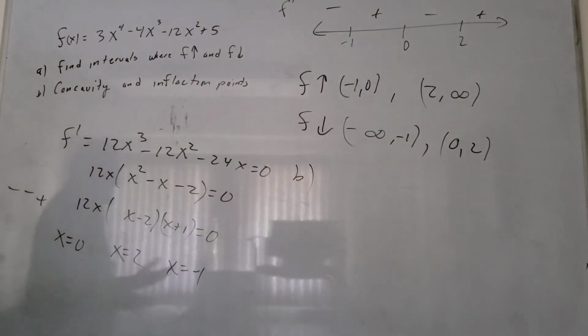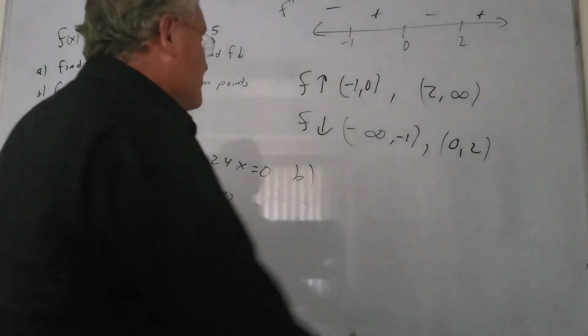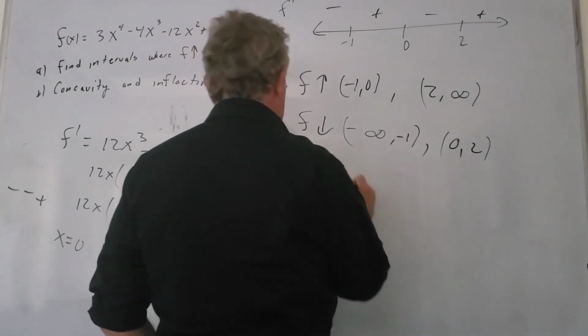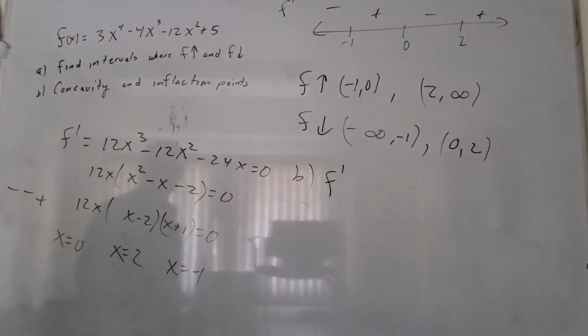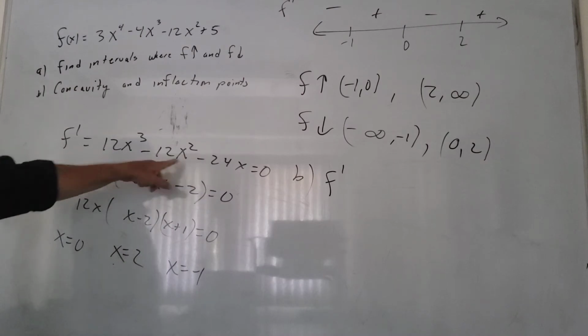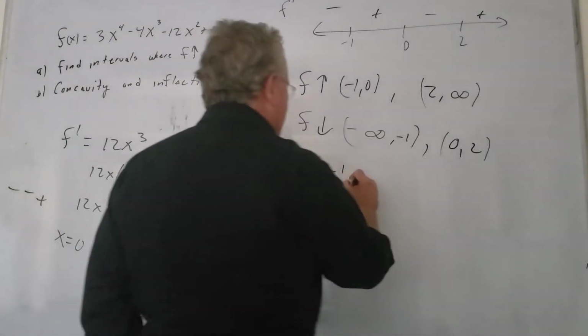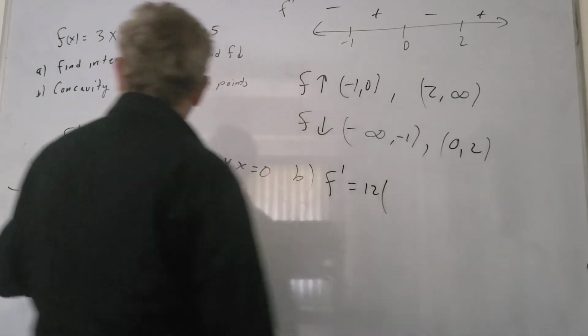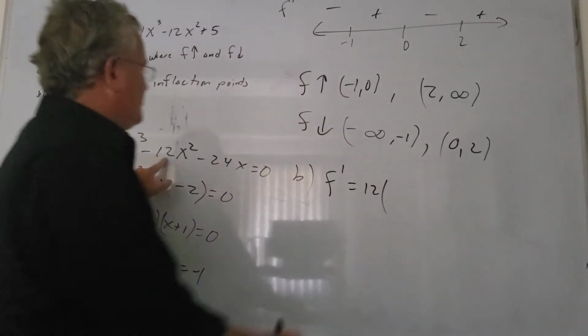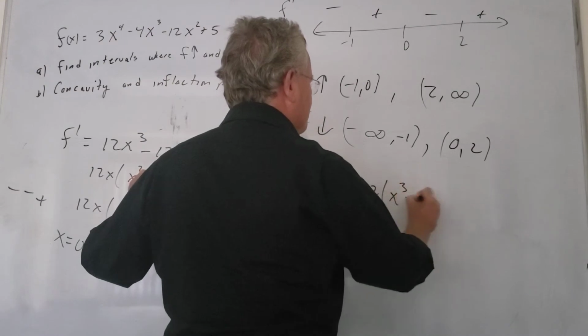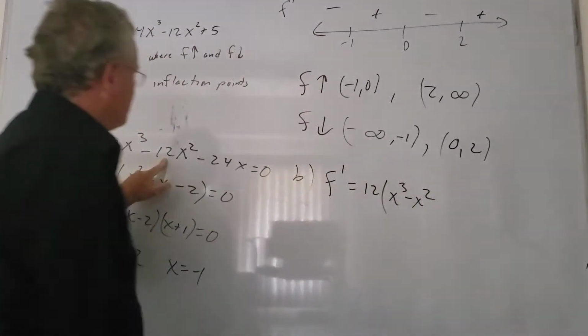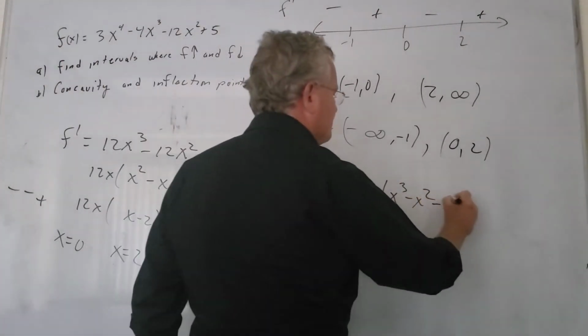Now what about concavity? Well, that's our second derivative. So we calculate the second derivative. I'm going to first rewrite the first derivative. I'm going to factor out a 12. So the first derivative is 12 times x cubed minus x squared minus 2x.